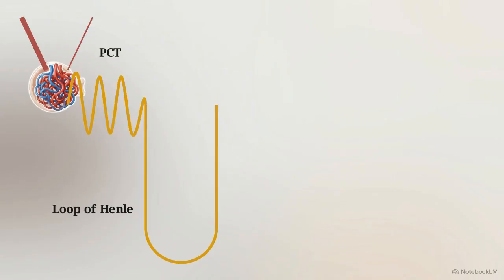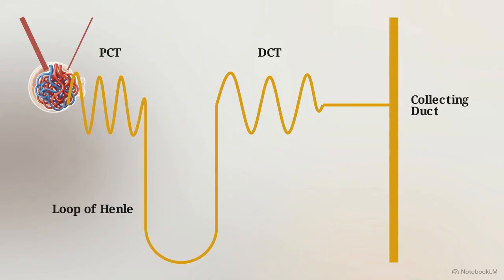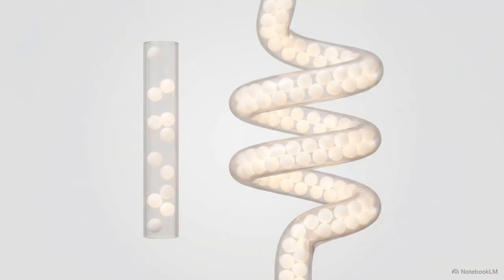After the ascending limb, it coils again. This terminal section is the distal convoluted tubule, or DCT. Finally, the DCT connects outward. It empties its contents into a broader vertical central shaft called the collecting duct. This convoluted looping architecture maximizes the internal surface area and extends the time available for complex chemical sorting.